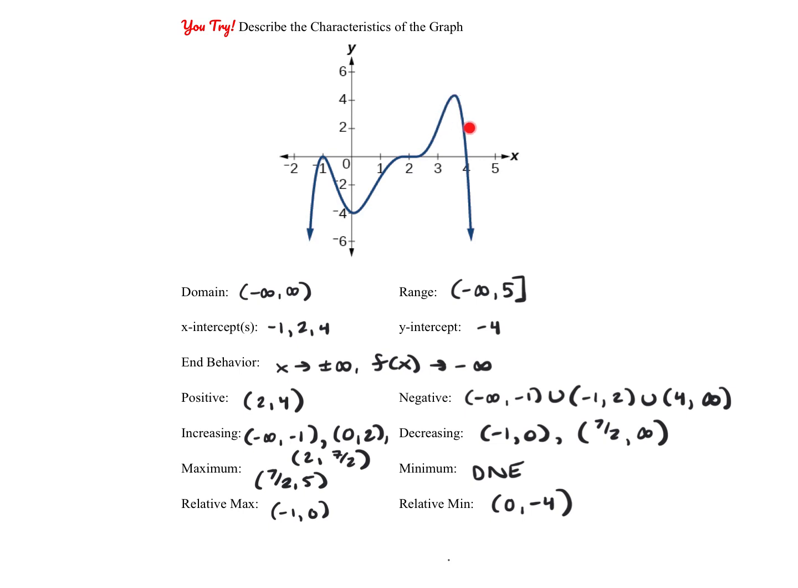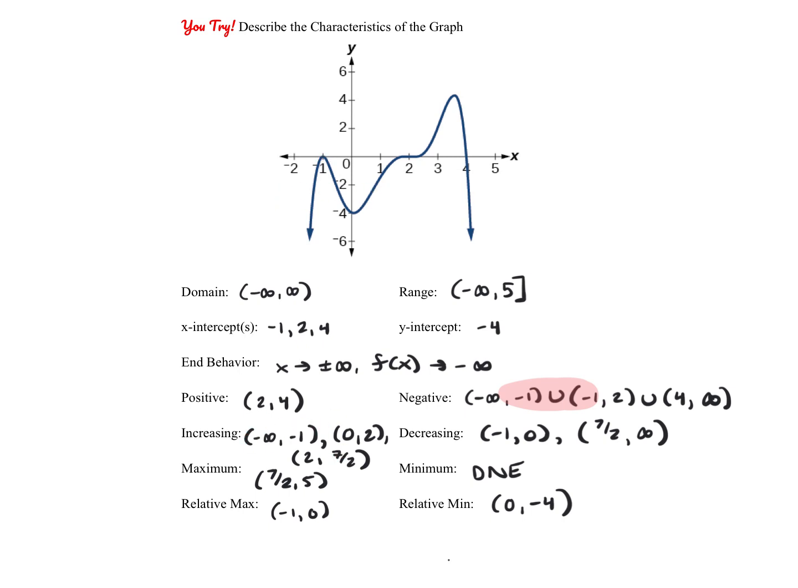Our graph is only positive here from 2 to 4. Notice I'm not including when it's 0. And it's negative, be careful here. So watch out, especially for this area right here. We don't want to include where it's 0. So it's negative from negative infinity to -1, then -1 to 2, and then 4 to infinity. So make sure you're splitting up this interval.